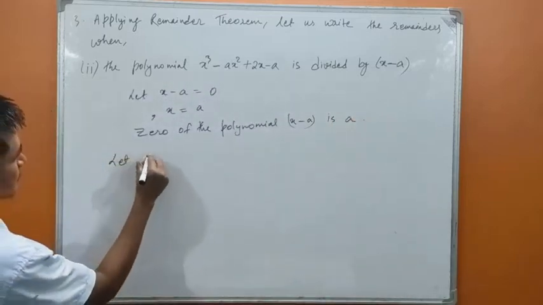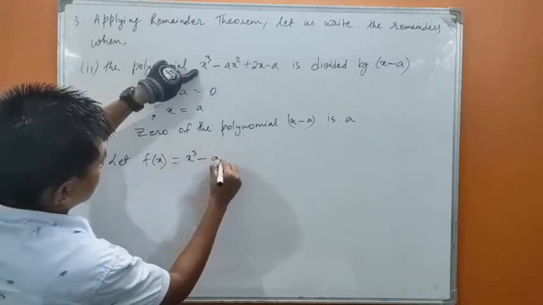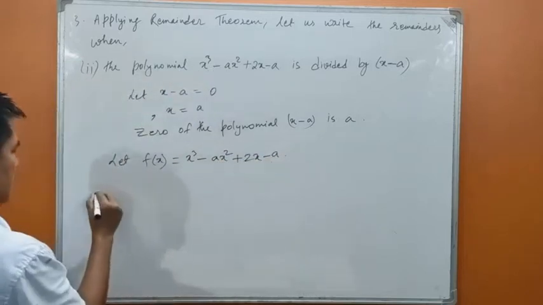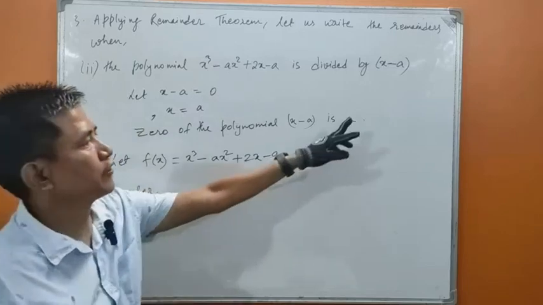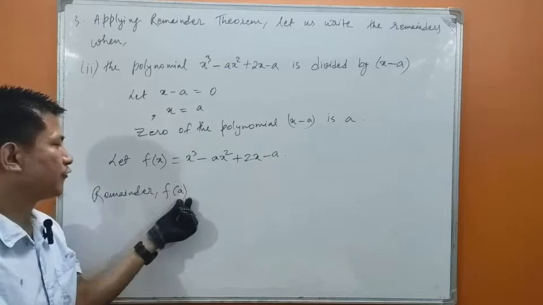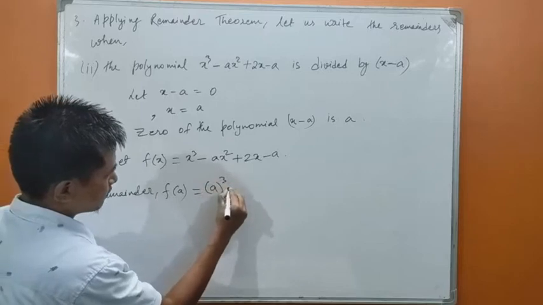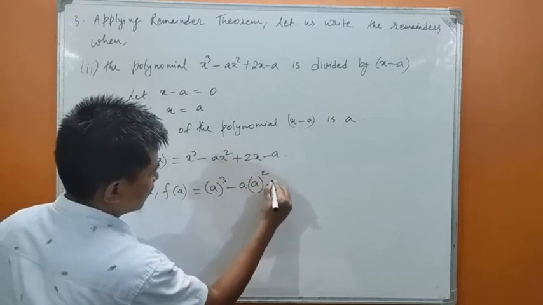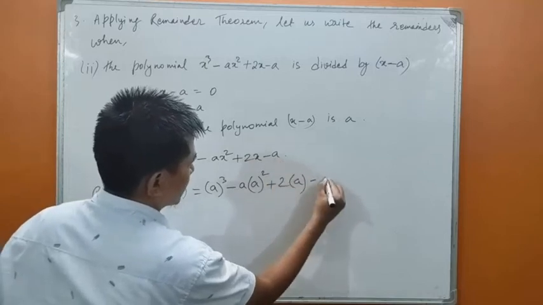Let the polynomial be f(x). f(x) is x cube minus a x square plus 2x minus a. So the remainder will be f(a), isn't it? Remainder will be f(a). Since f(x) is this, f(a) will be, instead of x we put a. x cube means a cube, minus a times x square means a square, plus 2x, where instead of x we put a, minus a.